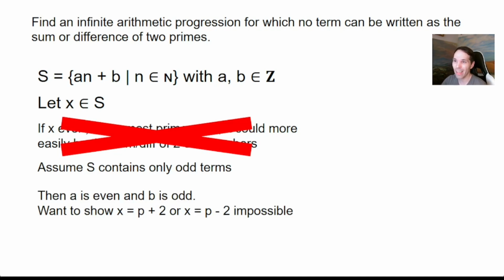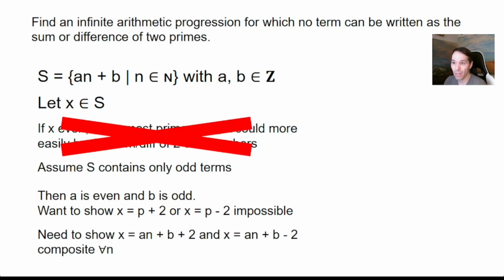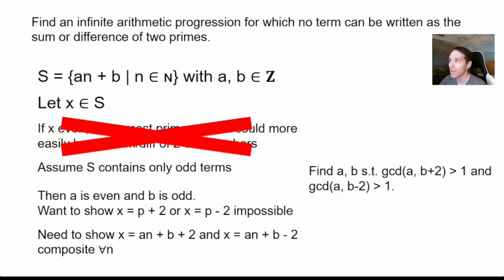This means that b is odd and a is even to ensure that s contains only odd numbers. Now we want to make sure that an plus b can't be written as p plus 2 or p minus 2 for some prime p. To do this, we want an plus b plus 2 and an plus b minus 2 to be composite for all n. We can accomplish this by writing the greatest common divisor of a and b plus 2 and ensuring that's greater than 1, and doing similarly for the greatest common divisor of a and b minus 2.